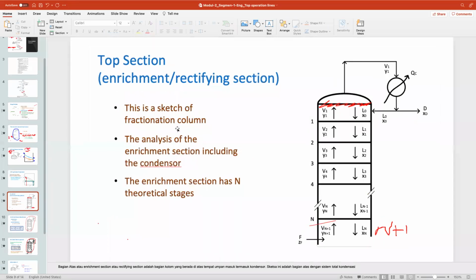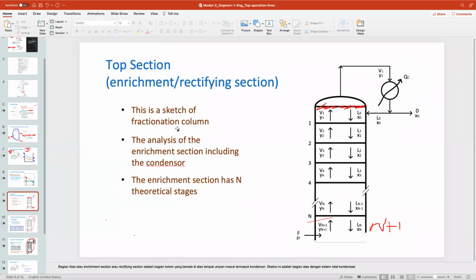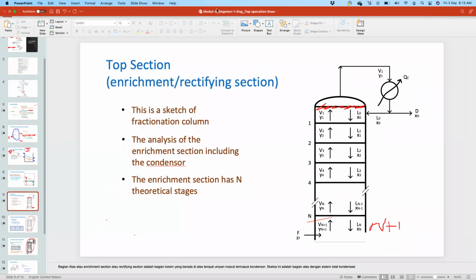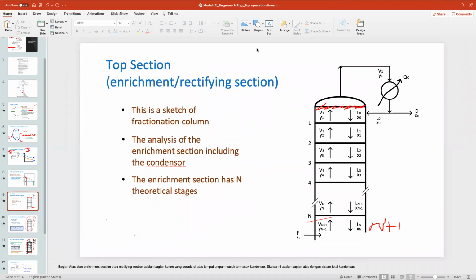Okay. Now I would like to ask... Fatia, are you there? Hi, Miss, I'm here. Can you show me which one is the condenser? Can you write something or make a circle? Where is the condenser? Is it the top? Wait, let me try to annotate. Can you see my pen? Yeah, I can. Is it this one, Miss? Yep, this one.